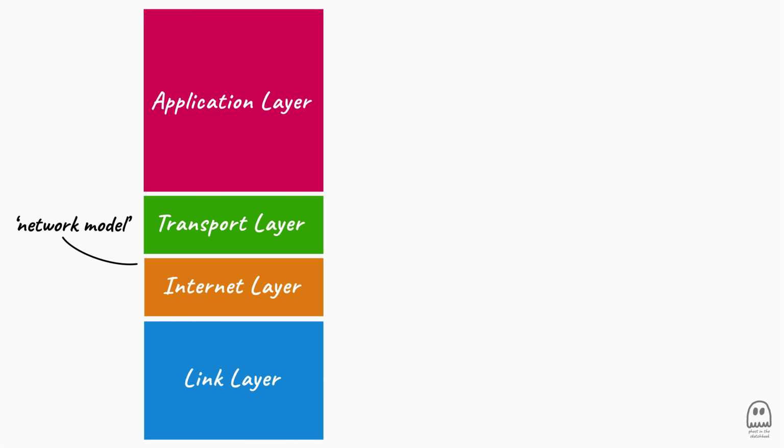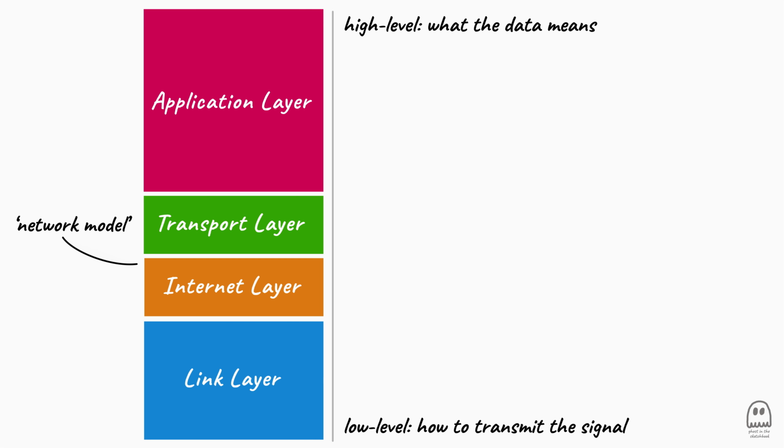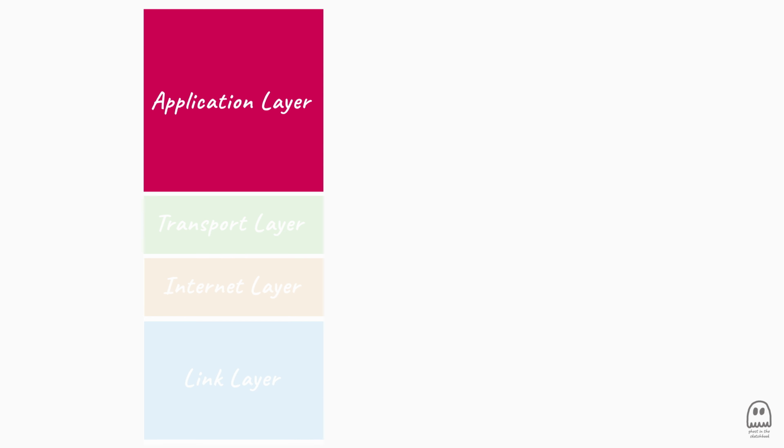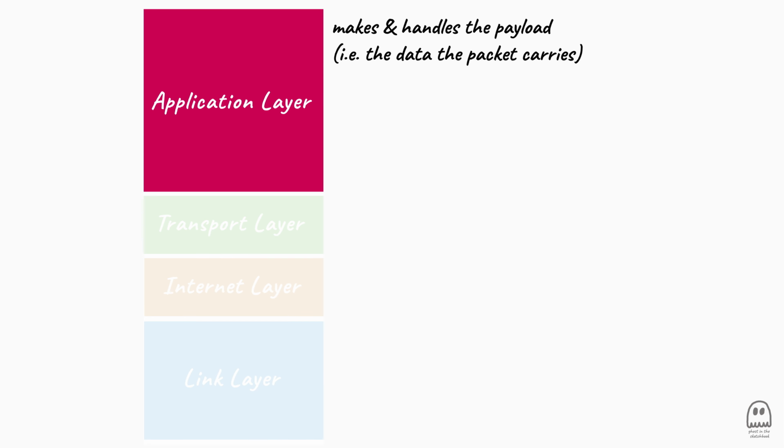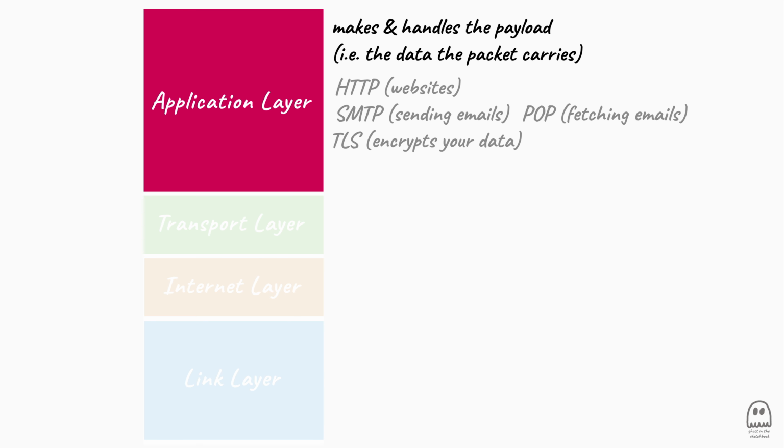To make sense of what does what, we organise protocols into a network model, where each protocol is said to belong to a layer, which describes what it does and how close it is to the physical hardware. Right at the top is the application layer. This describes the data you're sending, and it's usually tied to a specific use case. For instance, websites use Hypertext Transfer Protocol, and emails use Simple Mail Transfer Protocol and Post Office Protocol. You'll also get helper protocols like Transport Layer Security, which encrypts the payloads from other protocols.